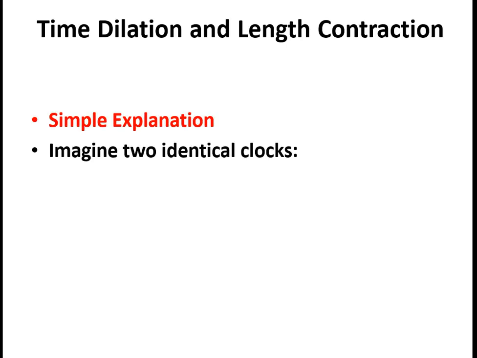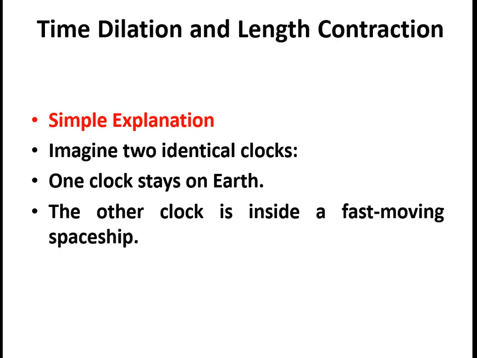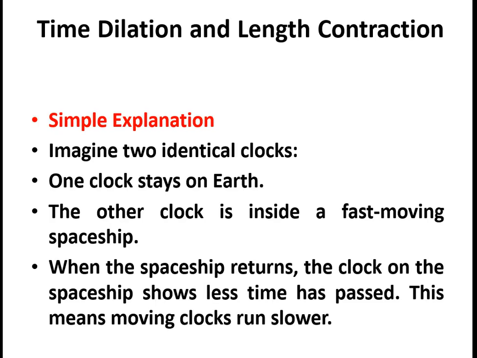Imagine two identical clocks. One clock stays on the Earth. The other clock is inside a fast-moving spaceship. When the spaceship returns, the clock on the spaceship shows that less time has passed. This means the moving clock runs slower. So that is just the idea behind time dilation.